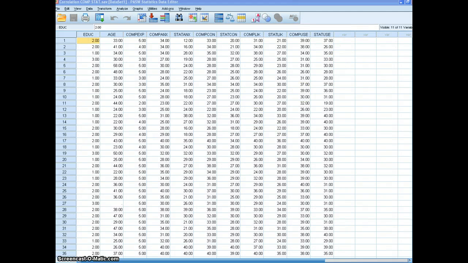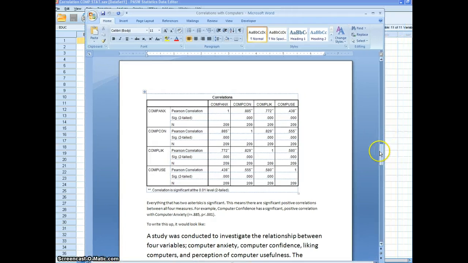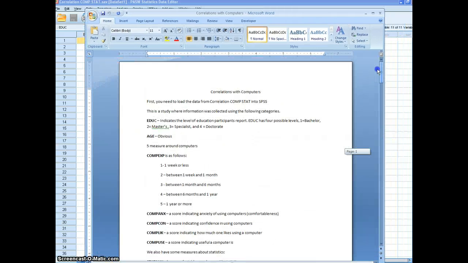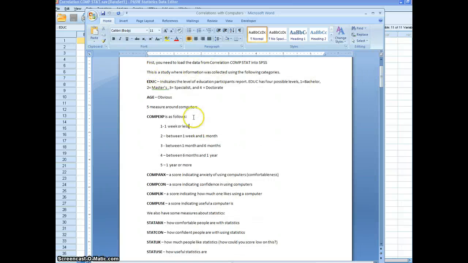Okay, we're going to go through this correlation example, the correlations with computers example. And hopefully you've got all your data loaded up. There are several pieces of information included in this: education level, age, and then 5 measures. We're just focused on the computer one right now about computers, how much experience they have. 1 is a week or less, 2 is between 1 week and 1 month, et cetera, et cetera.